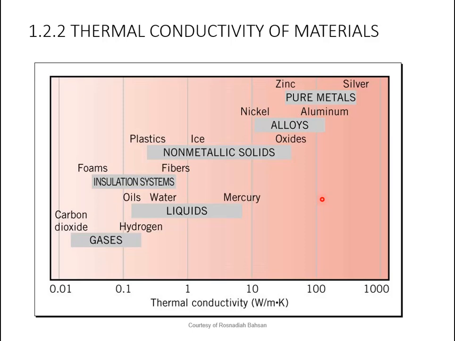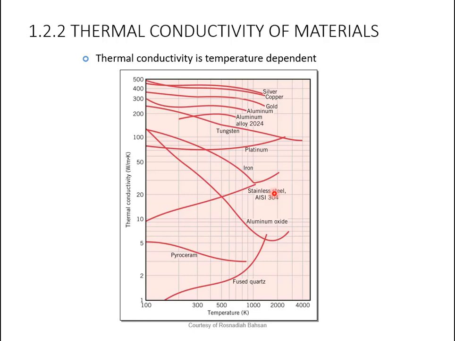In terms of graphical values, high thermal conductivity is for pure metals, and low thermal conductivity is for gases. For insulation systems, we can use foams and fibers. Then there are liquids: oil, water, and mercury. The thermal conductivity of materials is temperature dependent, meaning it is directly proportional to the temperature of that particular material.